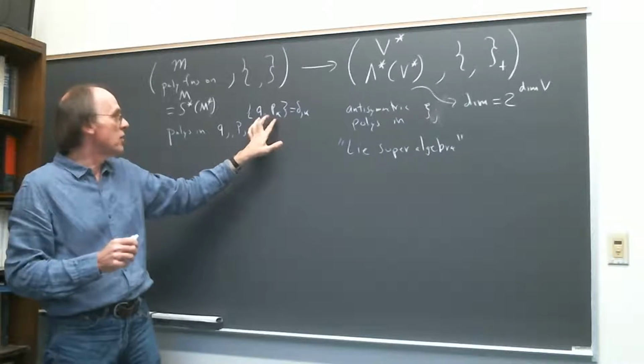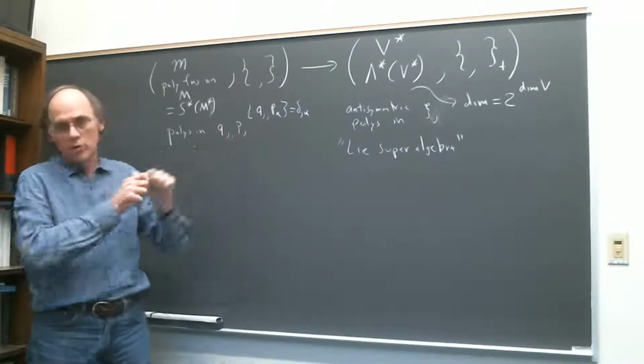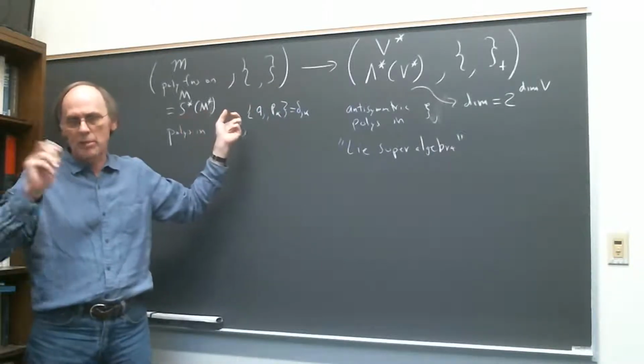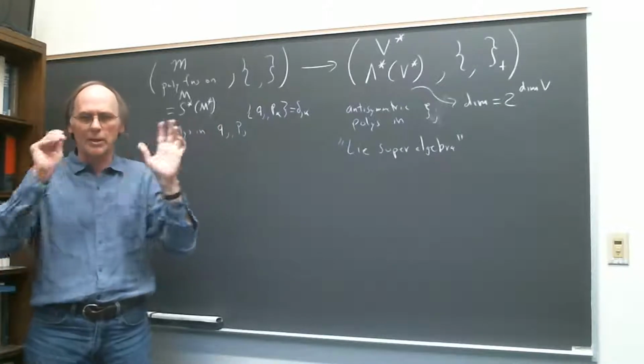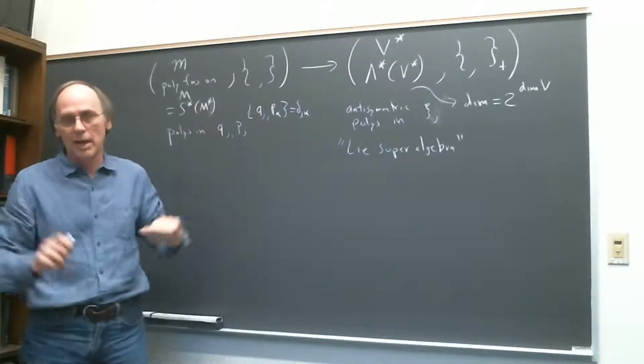But then once you know what this is on these basis elements, you can extend it to all polynomials using the derivation property, the Leibniz rule. It obeys something like the Leibniz rule. So you can see what happens. When you start multiplying by something, it has to behave in a certain way.